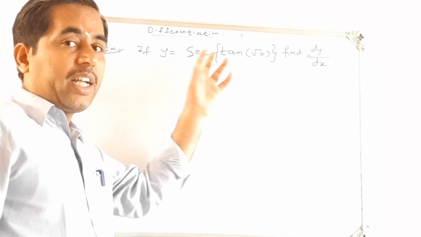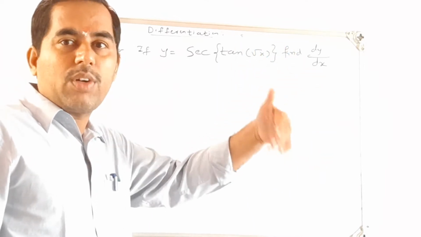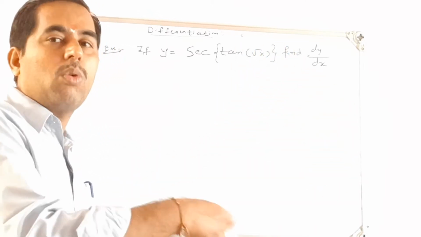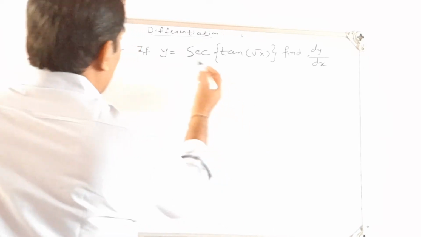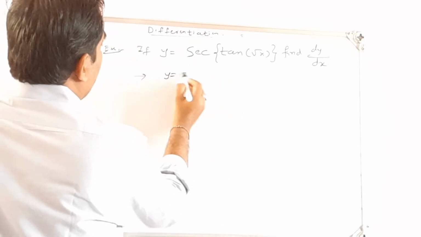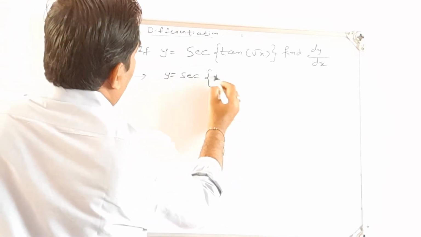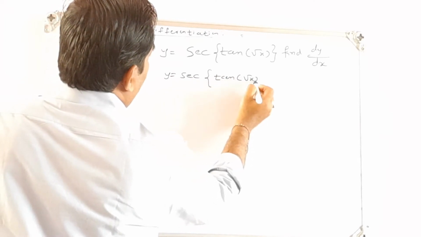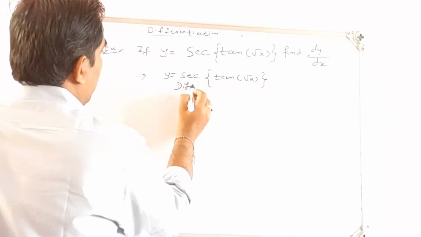So it contains three functions, a function of a function of a function. So we have to continue to apply the chain rule. Okay, so this is the given function, I will write it here: secant of tan of root x.